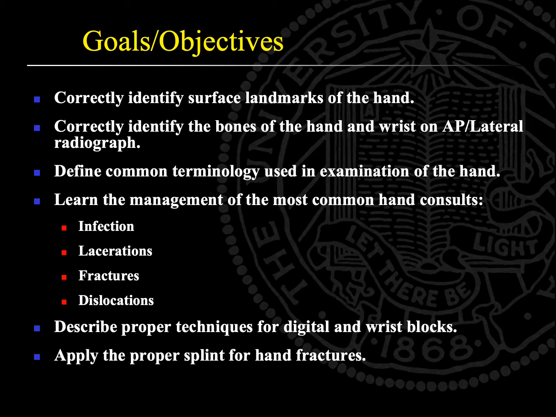So we'll identify surface landmarks so you can know how to call in a consult. Obviously, you need to know how to correctly identify the bones in the hand and the wrist, both on AP and lateral radiograph. We need to be able to define some common terminology in terms of range of motion. I think that's one of the most confusing things when you initially start talking about hand motion, particularly in the thumb, and then learn how to manage the most common hand consults that you're going to see.